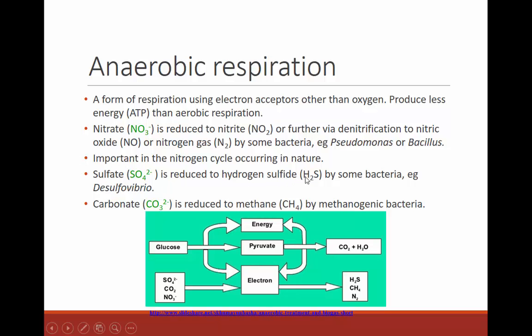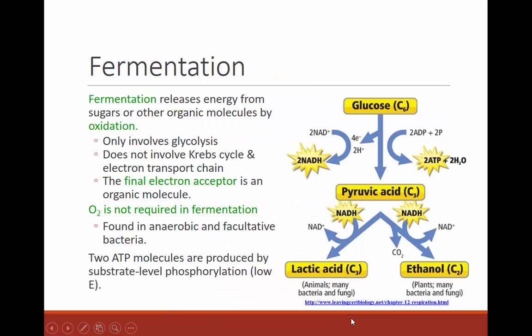Sulfate can be reduced to hydrogen sulfide by some bacteria, such as Desulfovibrio. Now, other bacteria produce H2S as well, and I'll show you what that looks like a bit later. Carbonate can be reduced to methane, and everyone has smelt methane? Yes? So sometimes, if you walk into a micro lab, you can smell a variety of smells. So this is just a quite nice little diagram showing you the electron acceptor and what the product, the outcome, is. Okay.